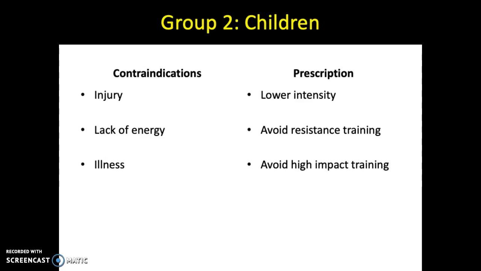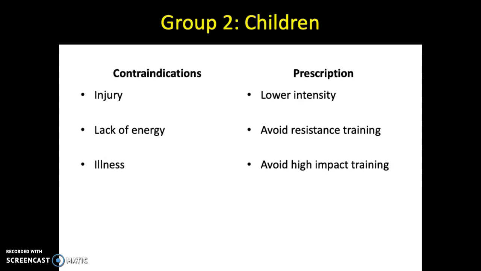The final contraindication for children could be illness. This could be them having weaker immune systems, which will mean they're more susceptible to becoming ill.